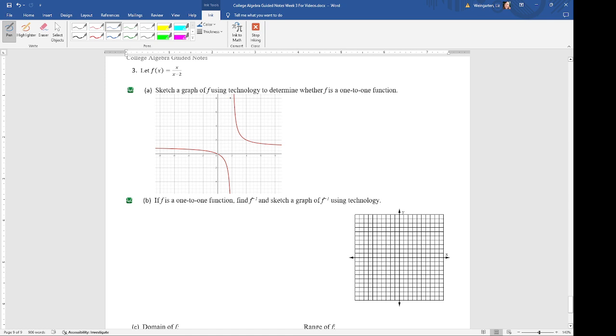Vertically, it gets closer and closer and closer to 2, but never actually touches it. Horizontally, it gets closer and closer and closer to 1, but never actually touches it. Therefore, it does pass the horizontal and vertical line tests, which means we do not have to restrict the domain. So since this is a one-to-one function, we want to find the inverse. So let's go ahead and do that.